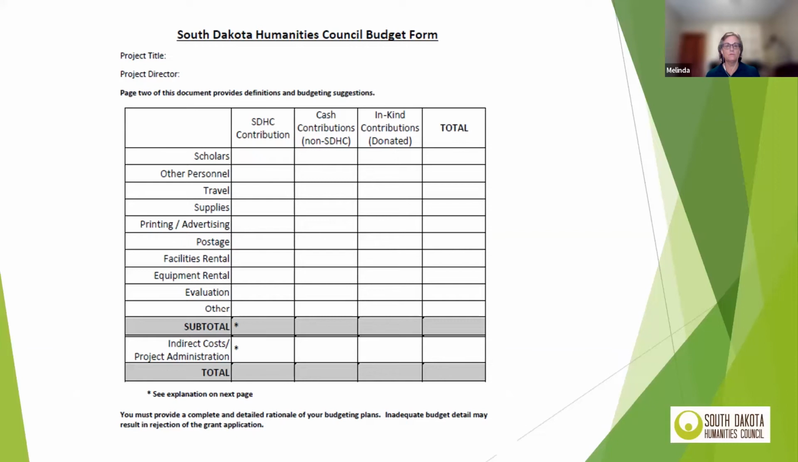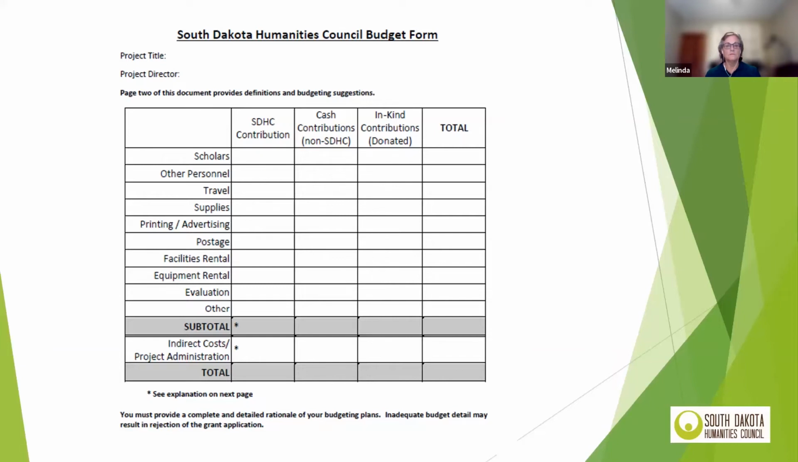Here you see our budget form. The rows are our budget categories, and the columns are the expense designations. This is where you enter the amounts you are requesting from SDHC and what you expect as cash contributions and in-kind donations from your organization or from others. The cash contributions and in-kind together are your match. This total cost share must equal or exceed what you are requesting from SDHC. Not line by line, but overall.